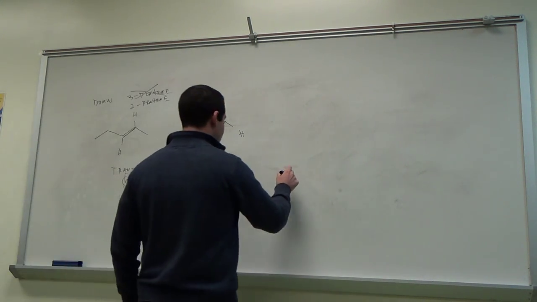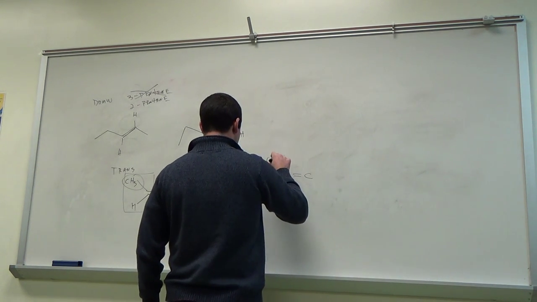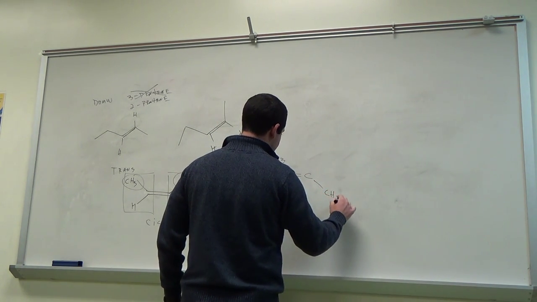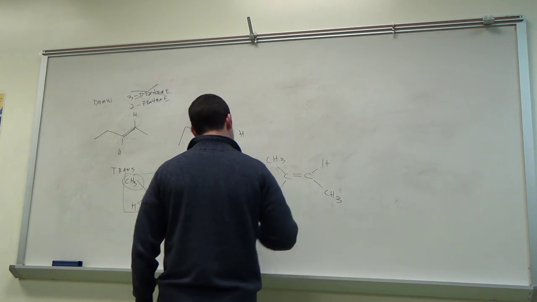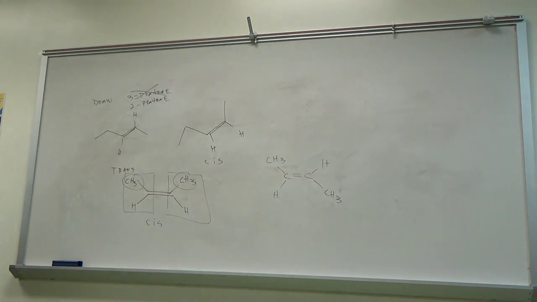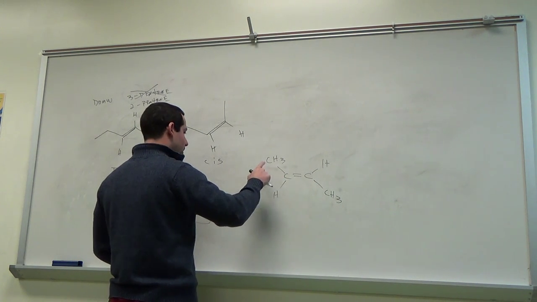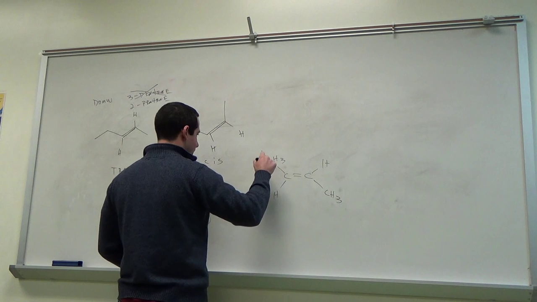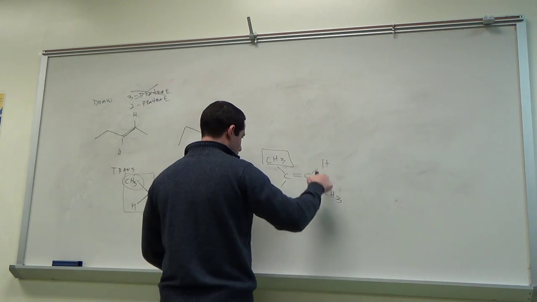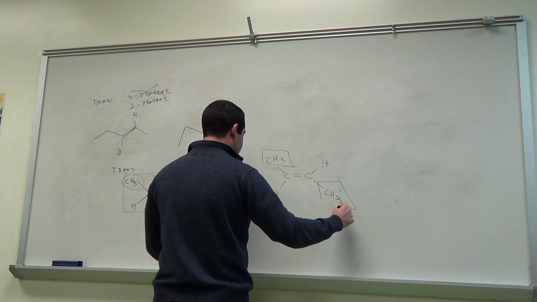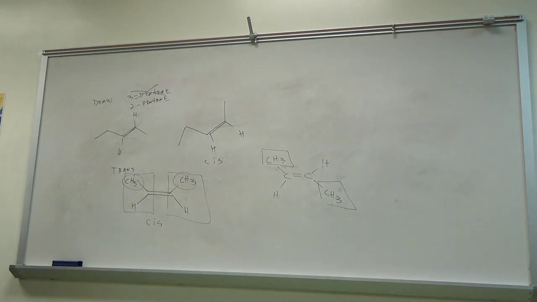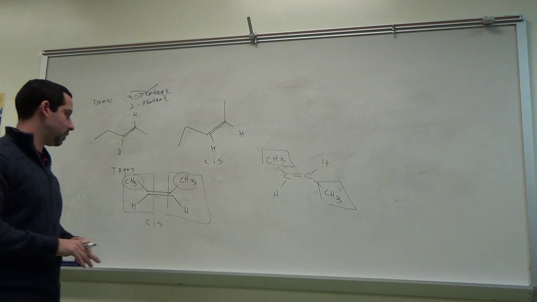Now, if it looked like this, you look at the priorities on each of these carbons. Which is higher priority, this or this? CH3. CH3 is higher priority. Which one is higher priority from these two on the other side of the double bond? One is on the top and the other one is on the bottom of that double bond. They are on opposite sides, so they are trans.